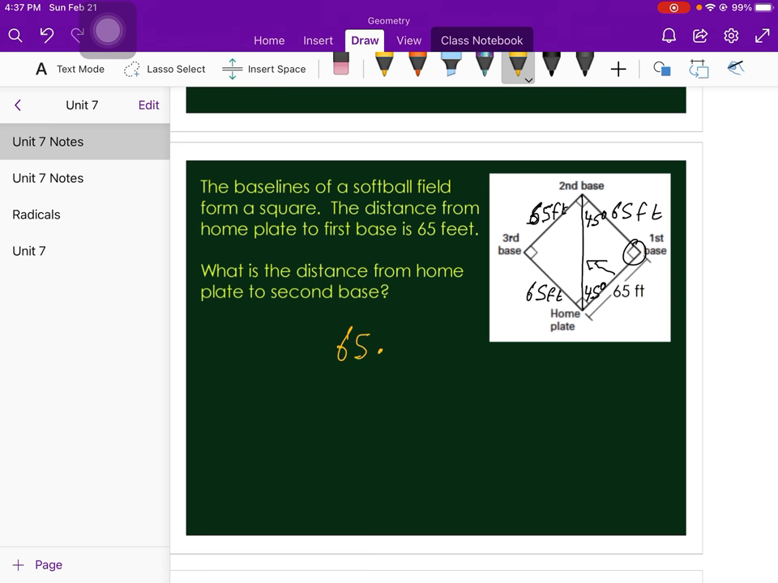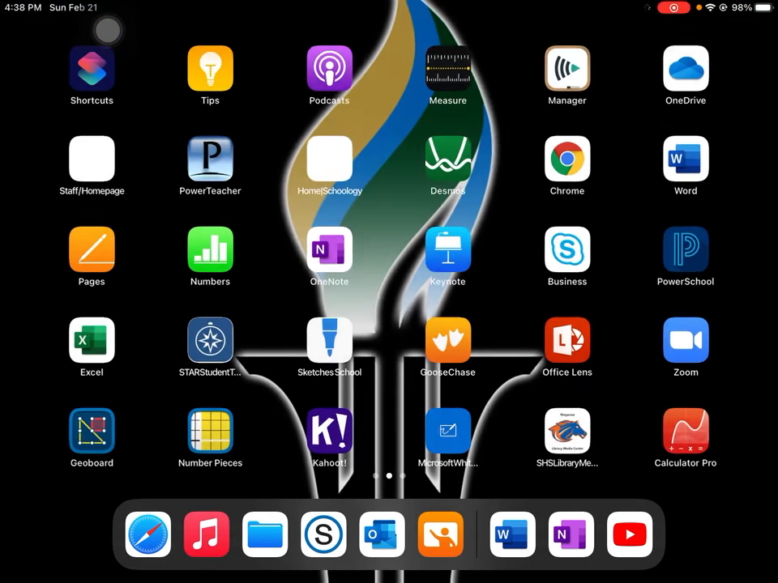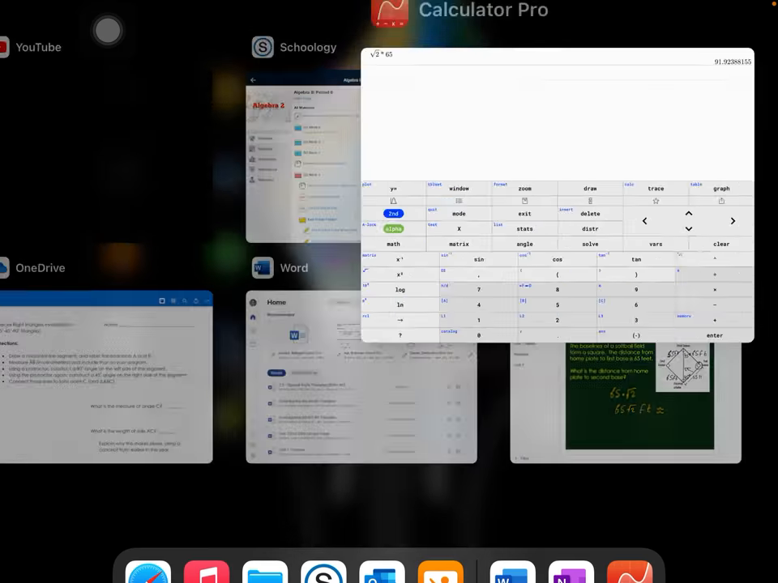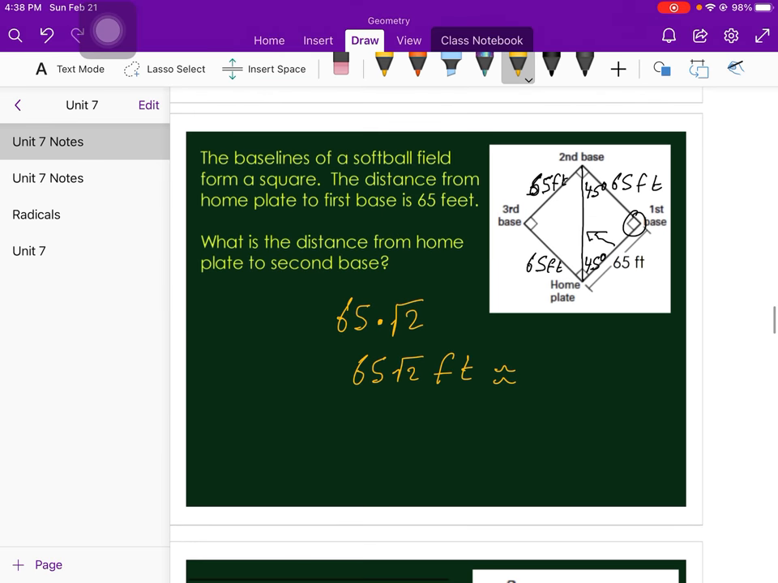we take 65 and we multiply it by radical 2, or the square root of 2. Now, thinking about this logically, since this is a baseball diamond, we're not going to leave our answer as 65 square root of 2 feet. We are going to type that in our calculator and approximate. So the way that I'm going to do this is just hit second, square root. I'm going to type in 2 first, then I'm going to multiply whatever that is with 65, and I get 91.9. So we're just going to round to about 91.9 feet.